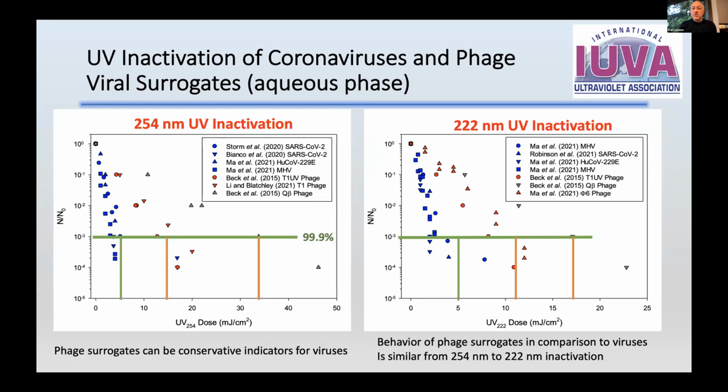And these phage can be very similar also in the genomic makeup to the coronaviruses and to respiratory viruses. But it's good to see that the behavior is quite similar, and these phage can be used as surrogates in studies to prove that you're delivering enough fluence that can also inactivate viral pathogens such as these respiratory viruses.